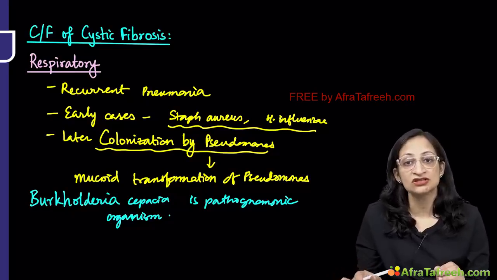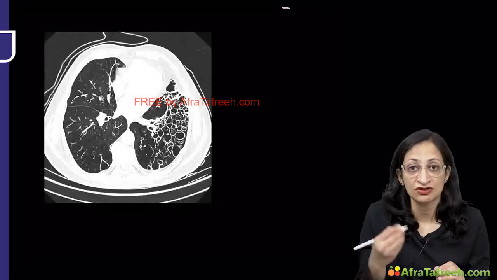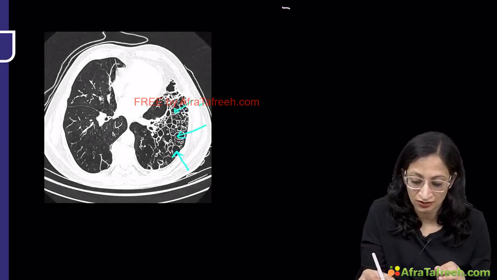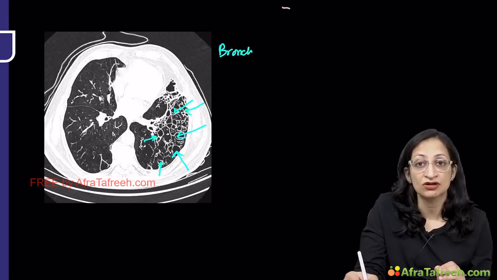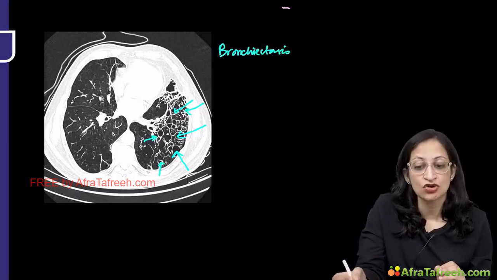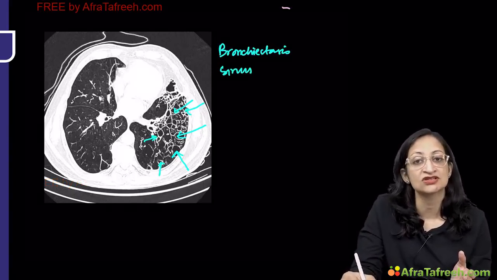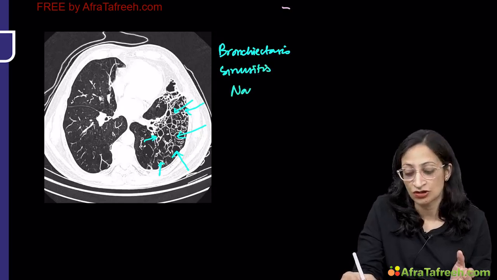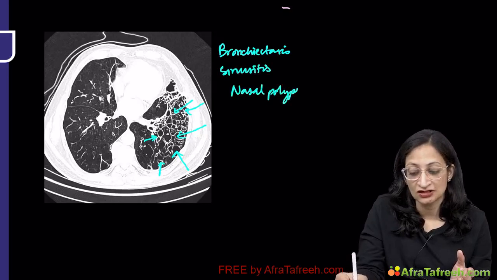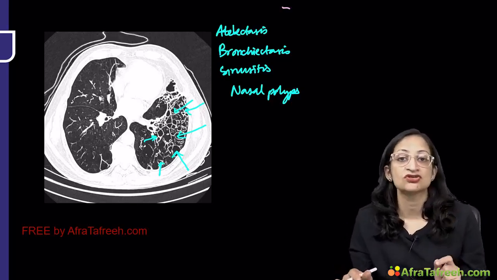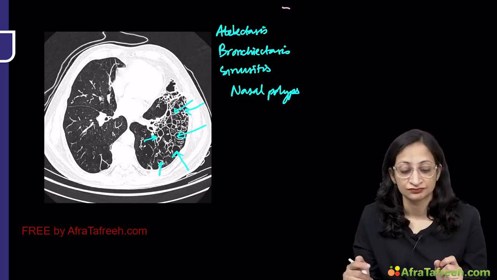Okay. So these cystic fibrosis patients eventually are going to develop bronchiectasis. Can you see these dilated bronchioles here? Okay, all are dilated bronchioles, right? So there is finally development of bronchiectasis. And these patients can have sinusitis, nasal polyps, and they can even have atelectasis or collapse, okay, because of the blockage of the airways due to the thick mucus, right? So these are the respiratory manifestations.